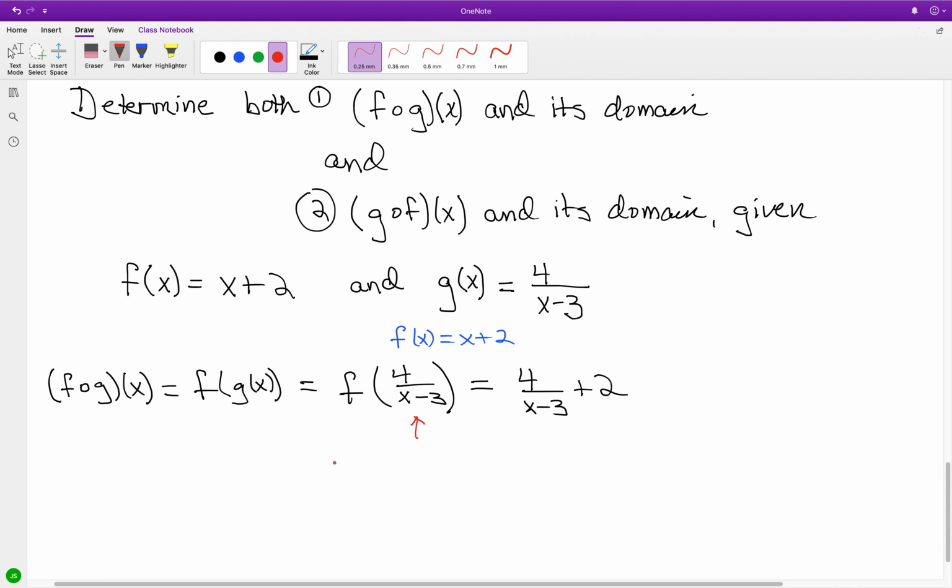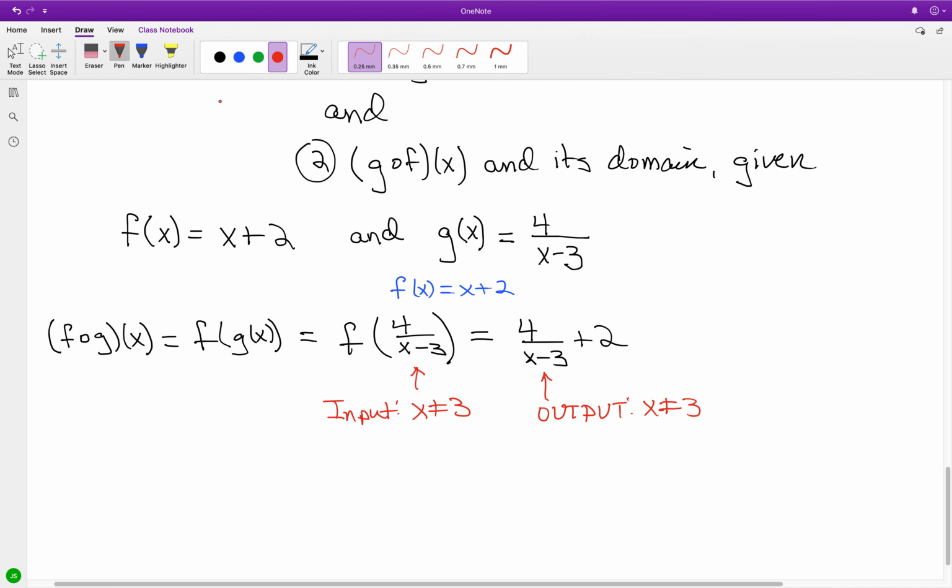Now for 4 over x minus 3, for the input, x minus 3 cannot be 0, so x cannot be equal to 3. If you notice for the output, we don't have an even root radical, but we still have a fraction. Once again, we have 4 over x minus 3, so the output cannot allow x to be 3. Keeping both the input and the output defined makes up the domain of the composition f composed with g of x.